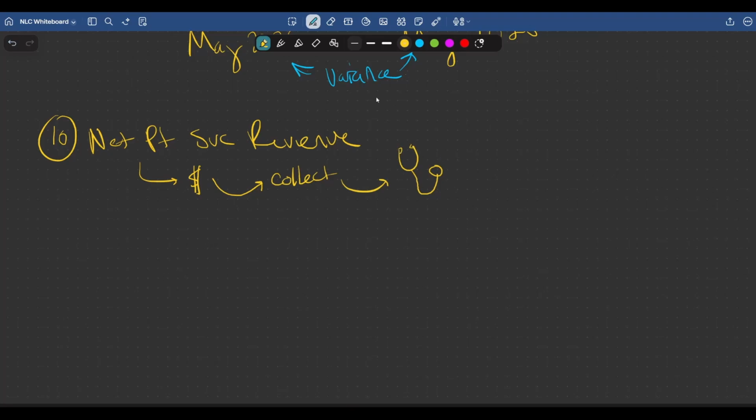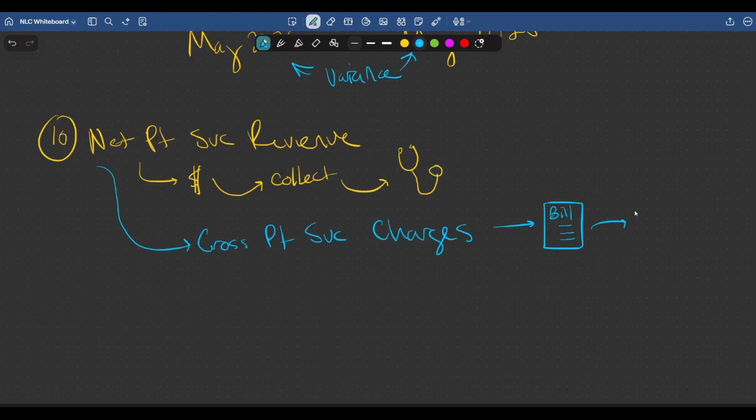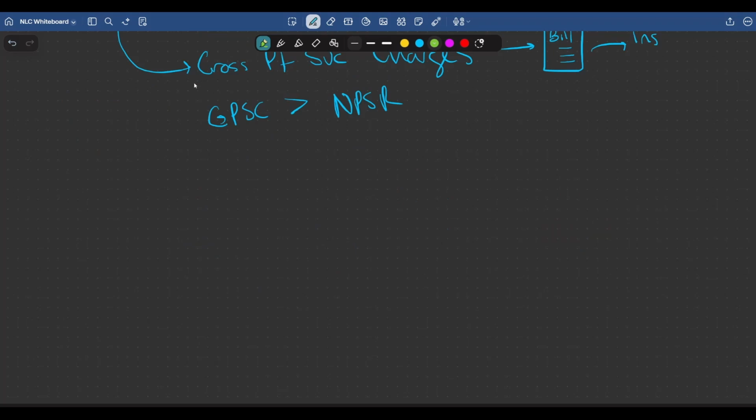Okay. And we get this number by deriving it from another number. And that is gross patient service charges. And this reflects the amount that we actually bill to the insurance company or the patient, and is generally going to be bigger than net patient service revenue, because we start with this, but then we actually subtract a bunch of things.